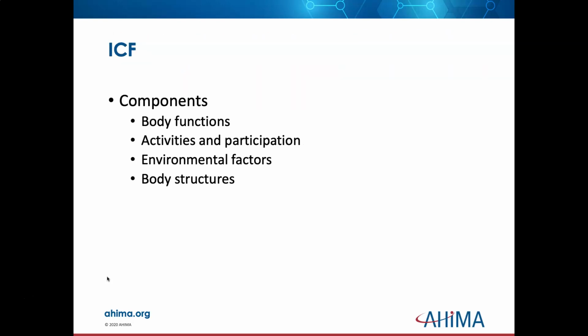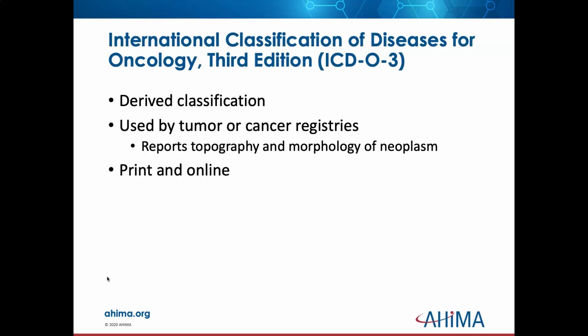And I guess I got ahead of myself because here it is. All right, ICD-O is the International Classification of Diseases for Oncology, and they're now on their 3rd edition. This is a derived classification. It is used by tumor or cancer registries or registrars. It reports the topography and morphology of neoplasms. It is available in print and online.